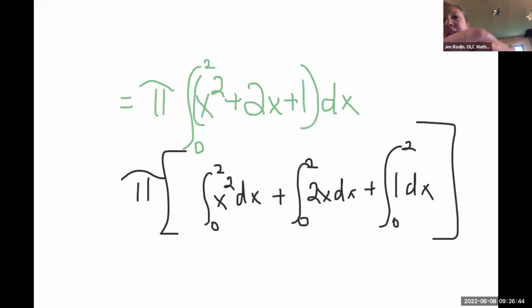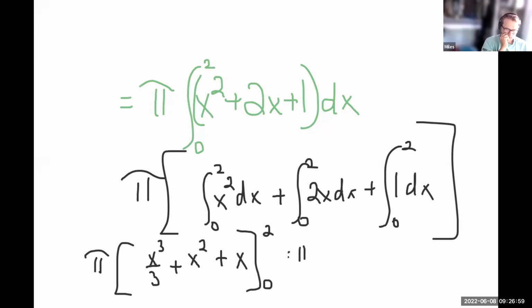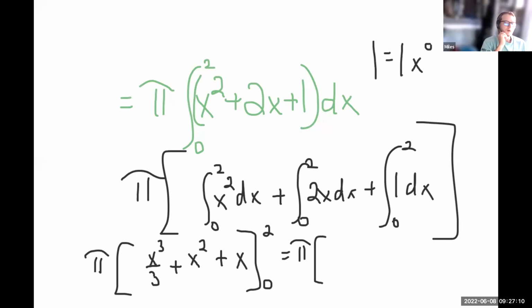We've got, let's see, pi out front, x cubed over 3 plus 2x squared over 2 is just going to be x squared, and then this is x from 0 to 2. Oh, so the 1 turns into an x? I thought the 1 just got dropped. Oh, no, because 1 really equals 1x to the 0. Oh. So we add, there it is.